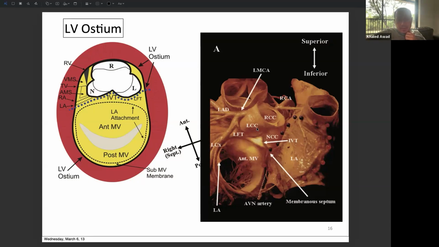Now, in between the left cusp and the non-coronary cusp, you also get another thin area, and that area I believe is called the posterior fibrous trigone or something like that. But also a very important area. We ablate a lot of atrial tachycardias from that area.